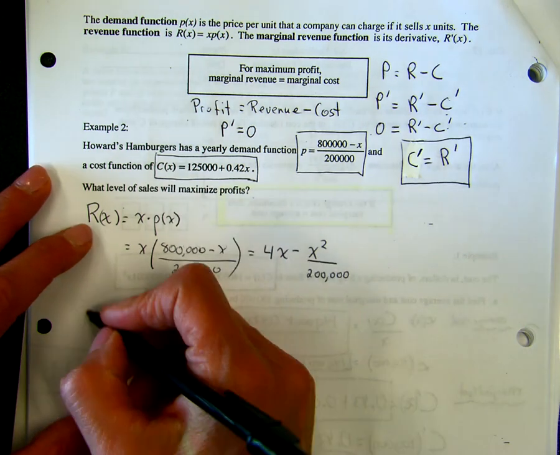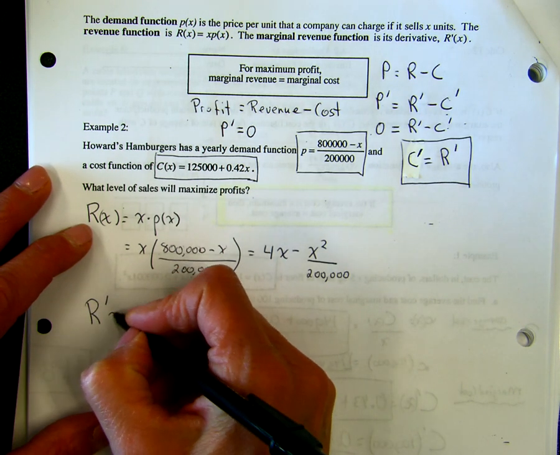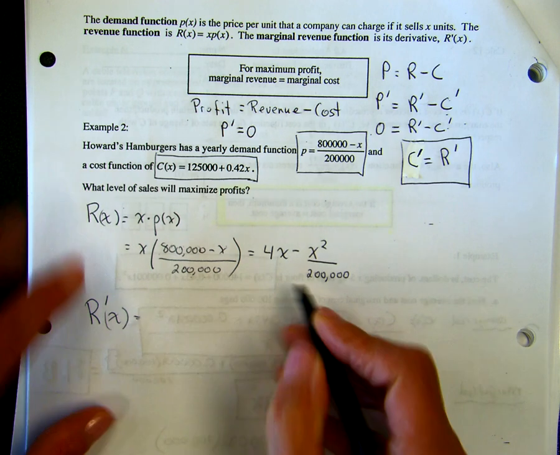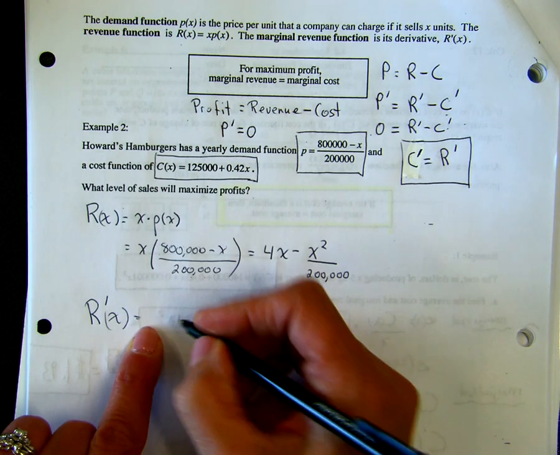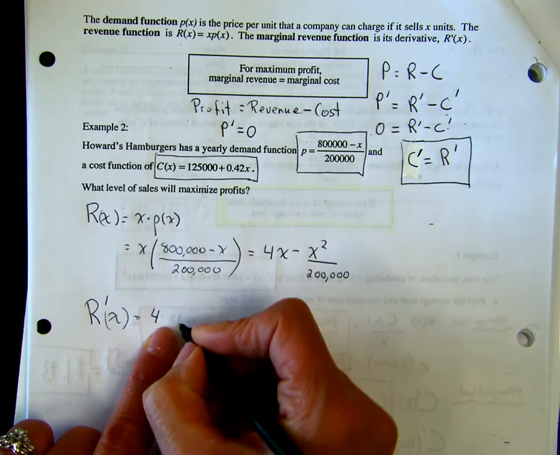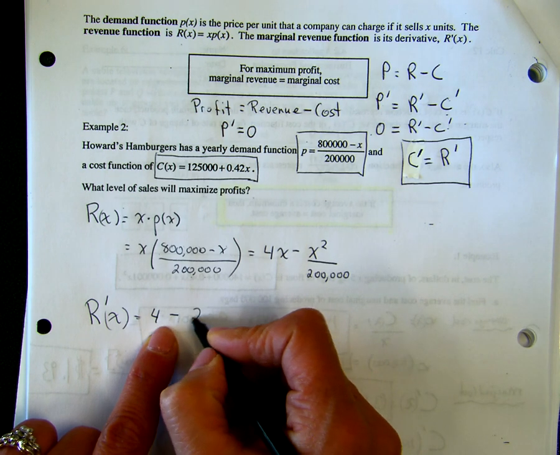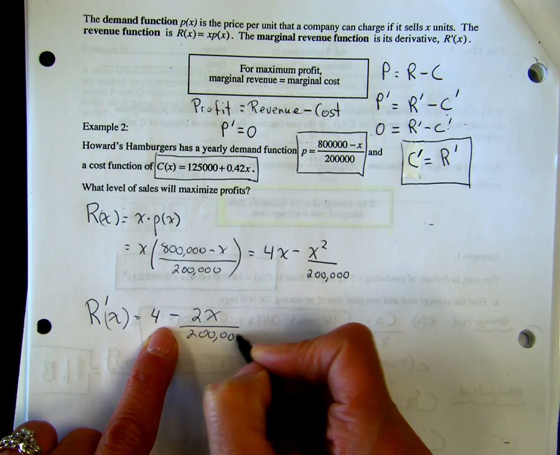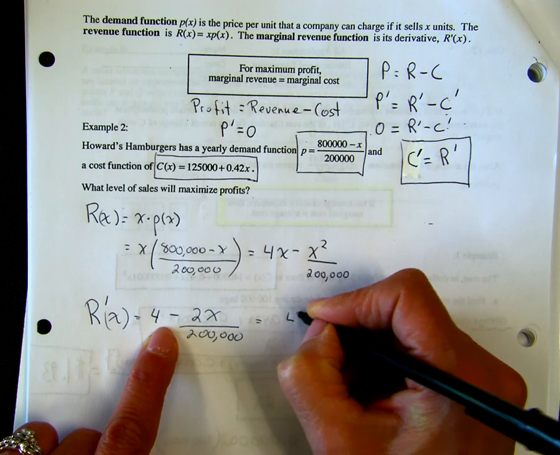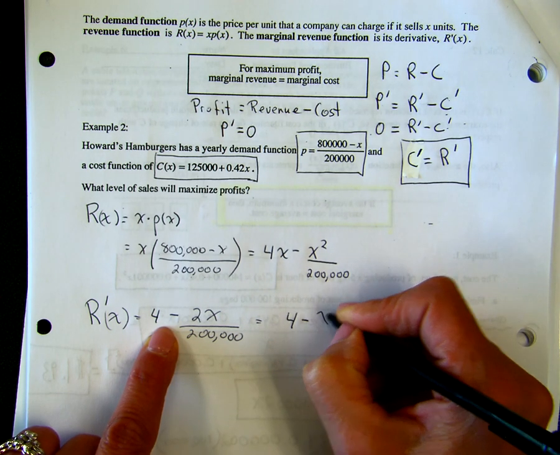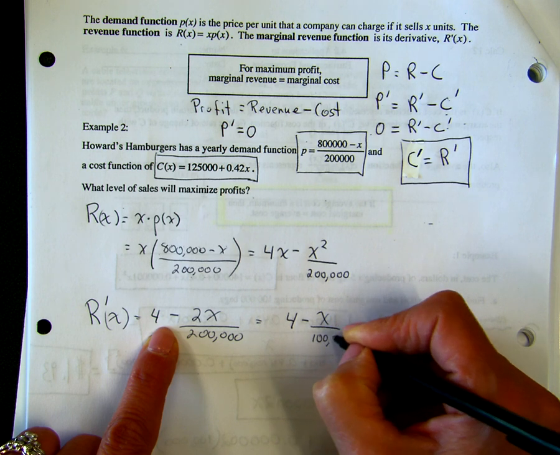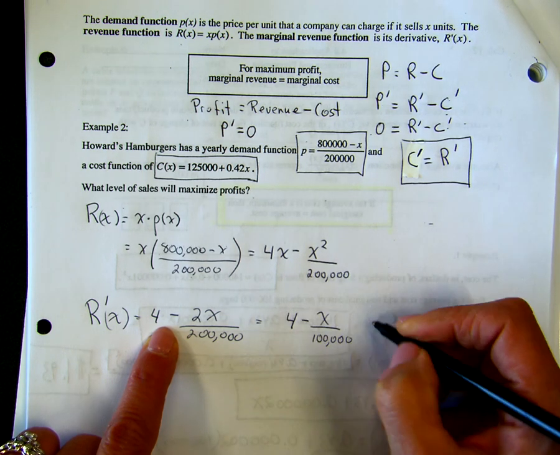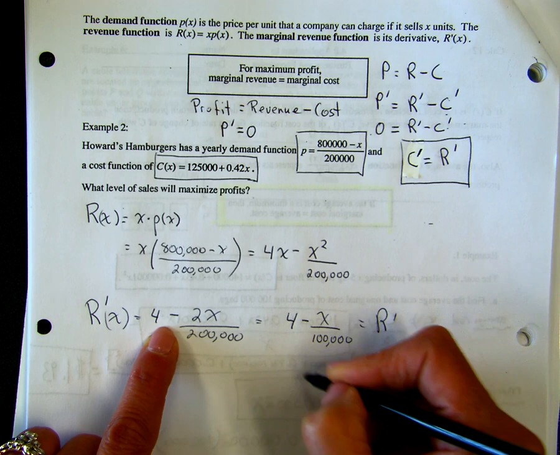So I guess I need to know what is R prime at X. So let's take the derivative of this function. That's going to give me 4 minus 2X over 200,000. Simplifying, I get 4 minus X over 100,000. So this is R prime.